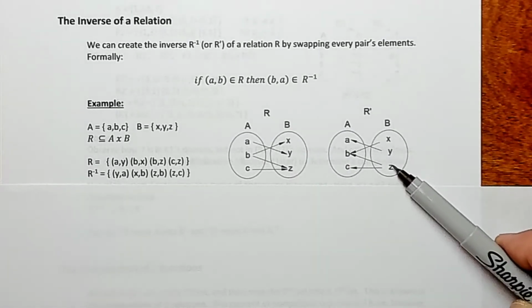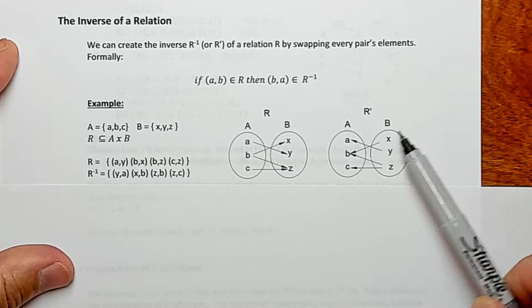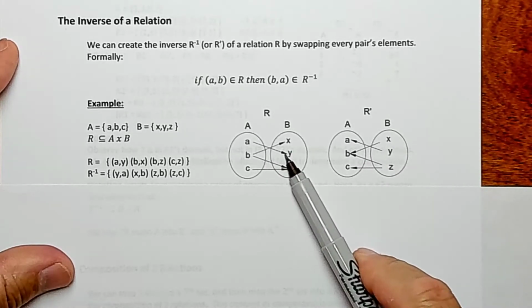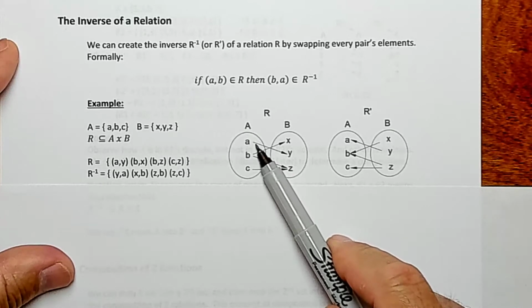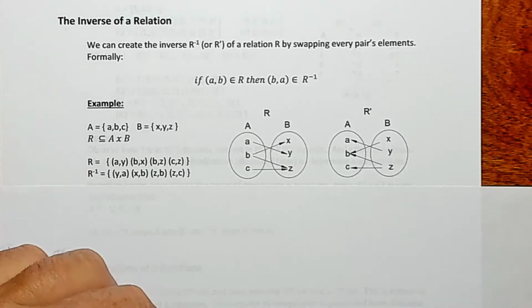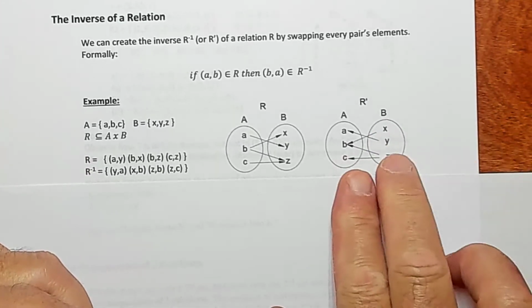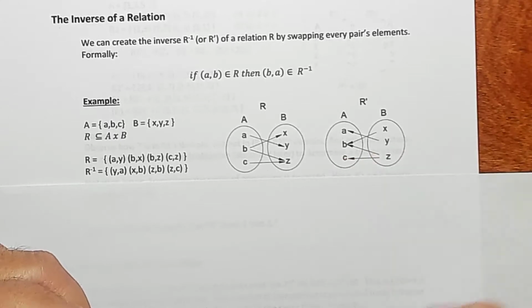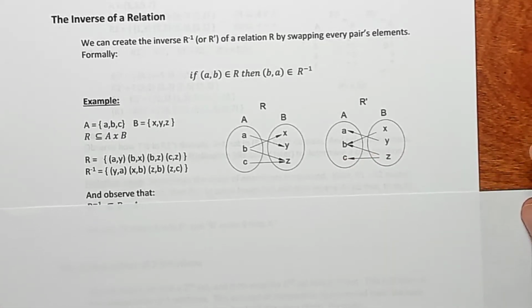So the inverse would just be flipping all of these pairs. You're basically flipping the arrows. Like if you have an arrow coming from A to Y, just put the arrowhead on the other side. Now it's coming from Y to A. You just flip all these arrows. Sometimes you'll move the sets, that is, you put B on the left and A on the right. So that's the inverse. It's really pretty simple.